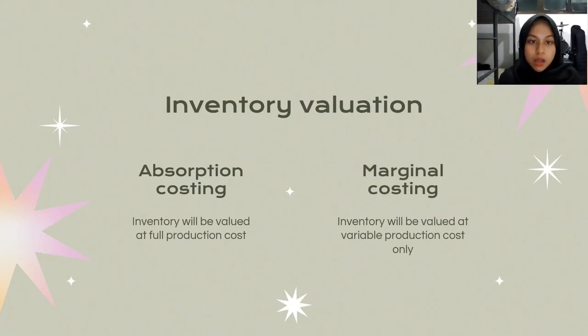I am Marsha. As for inventory valuation, for absorption costing, the inventory will be valued at full production cost. It means when we prepare our statement of profit or loss using absorption costing, for the inventory part we need to add together fixed costs and variable costs. Meanwhile, in marginal costing, the inventory will be valued at variable production cost only.